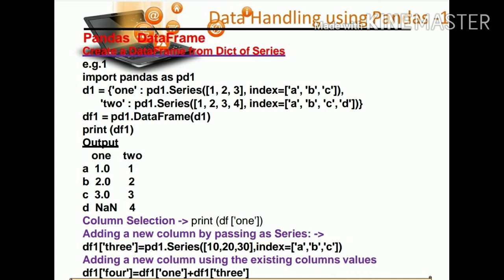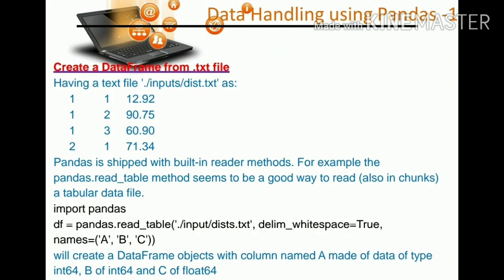NaN will be shown. Similarly, if you want to add a new column, but I don't want to give any values in that, I want to add the first and second column or first and third column, and that value will be displayed in the fourth one. So what will be the command? So df1 4 is the name of the fourth column, df1 1 plus df1 3. So values of both the columns 1 and 3 will be added, and that answer means 10 plus 1 is 11, 20 plus 2 is 22, 30 plus 3 is 33 will be displayed in the fourth column.